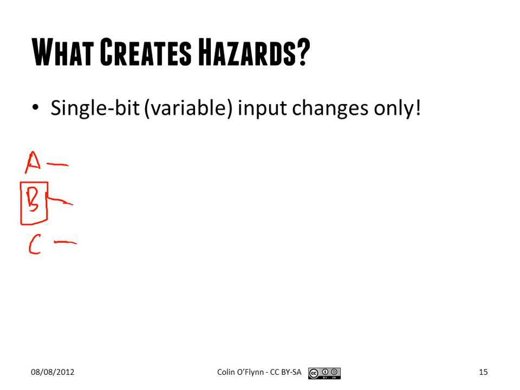What we're talking about is a single variable changing from one state to another state, just a single change in a single variable, and you have this dynamic or this glitch occurring.